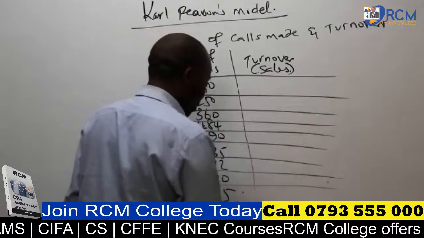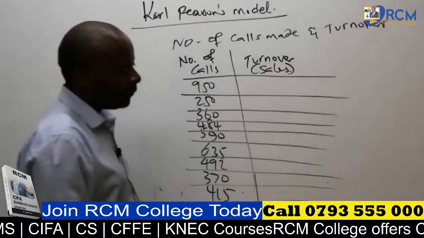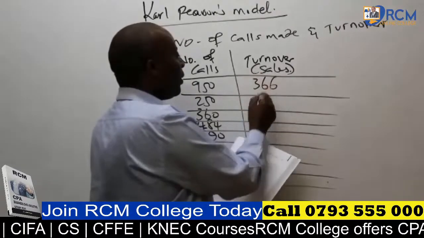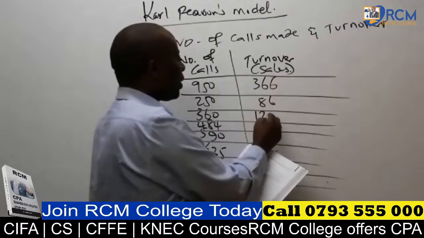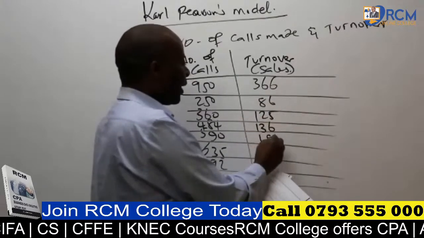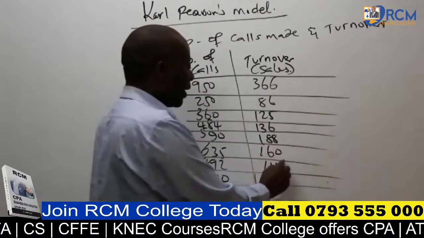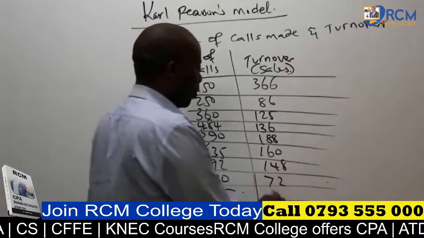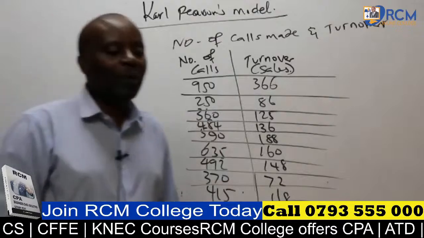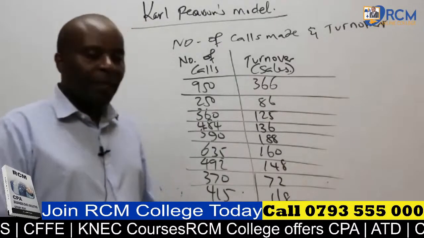You know, QA is the best paper in CPA. So turnover ya kwanza wamenipatia 366. Tuko na 86, tuko na 125, tuko na 136, tuko na 188, tuko na 160, tuko na 148, tuko na 72, and then we have 118. So please, first of all of us, we must copy up to there. And the moment you finish copying up to there, could you kindly stand up and say yes?